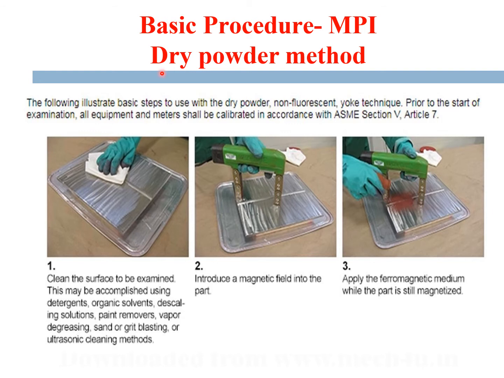Now this is the dry powder method. The surface is initially cleaned by using detergents, solvents, decalcing solutions, paint removers, etc. The first step is the pre-cleaning. Second one is the application of the magnetic field. Third step is the introduction of the particles.